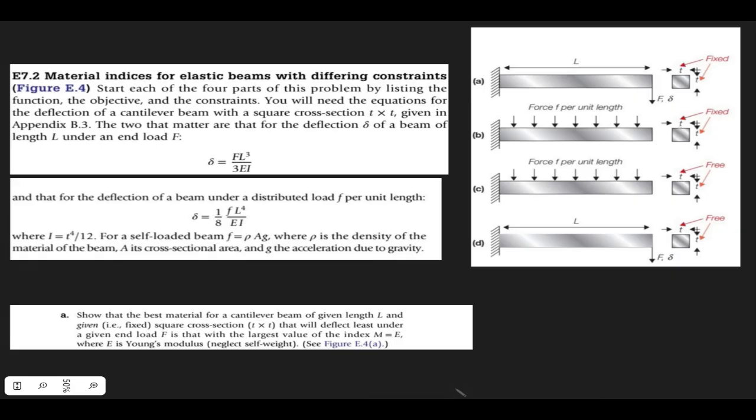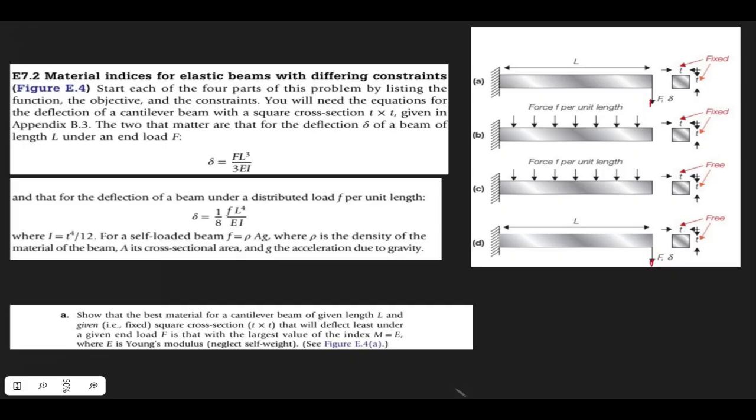For B, you have fixed length and fixed area. Then for C, you have a free area but fixed length, and for D, you have a free area and fixed length. A and D are end load cantilevers, so you have the loading at this point. For B and C, you have a loading condition that is throughout the beam, not an end load condition.